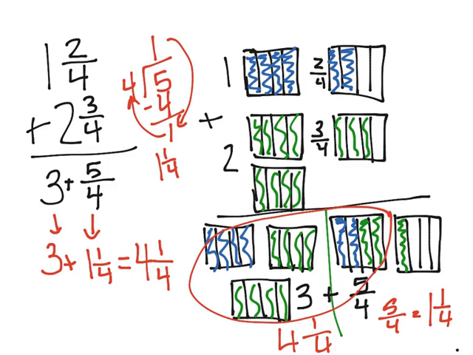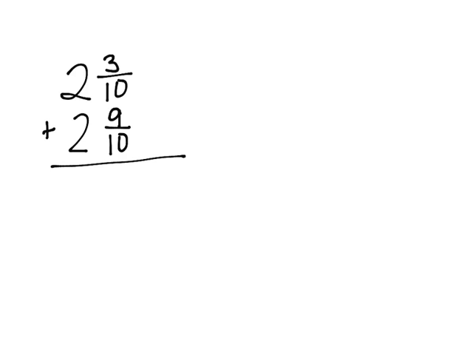Okay, so now we're going to do another problem, but we're not going to draw it out. I just did the picture so you can kind of understand how this works. So let's go ahead and do another problem. Okay, this next one is 2 3/10 plus 2 9/10.